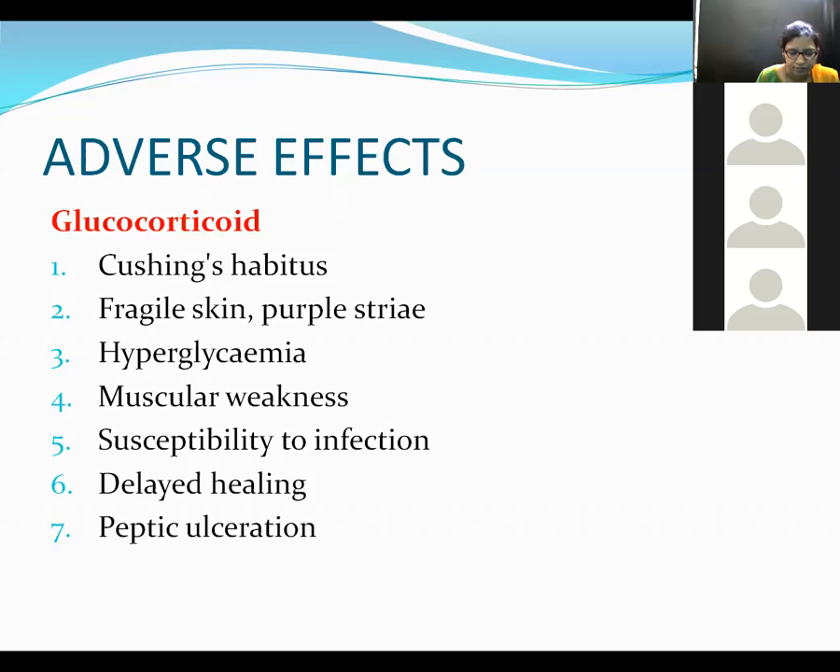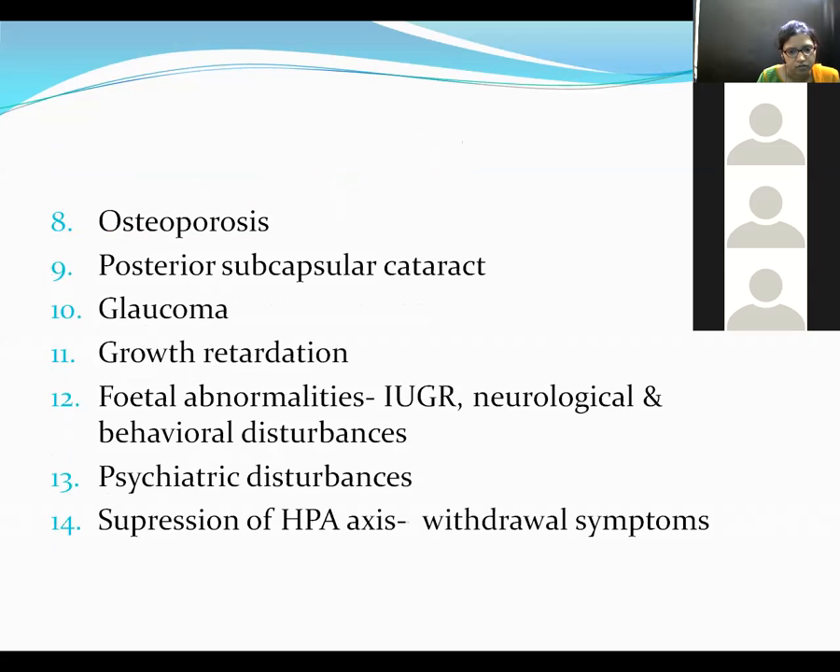Peptic ulceration, glucocorticoids increase gastric acid secretion. That's why, as in peptic ulcer disease, excessive secretion of gastric hydrochloric acid leads to peptic ulceration in the GI tract. Osteoporosis, glucocorticoids suppress osteoclast formation, and they decrease calcium absorption. That's why osteoporosis occurs. Posterior subcapsular cataract. This occurs on chronic therapy of glucocorticoid, or if it is taken for a longer duration, for years, posterior subcapsular cataract in the eye occurs.